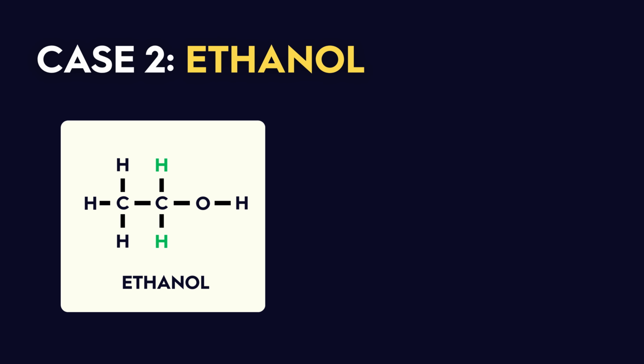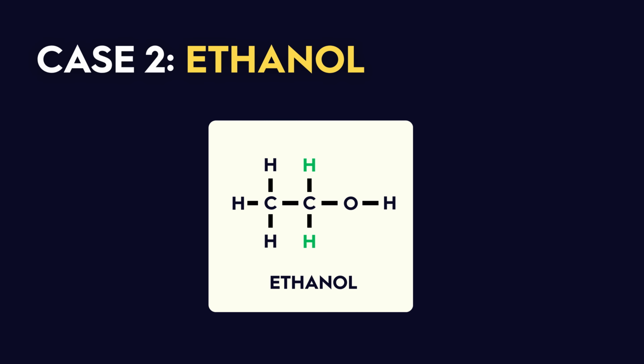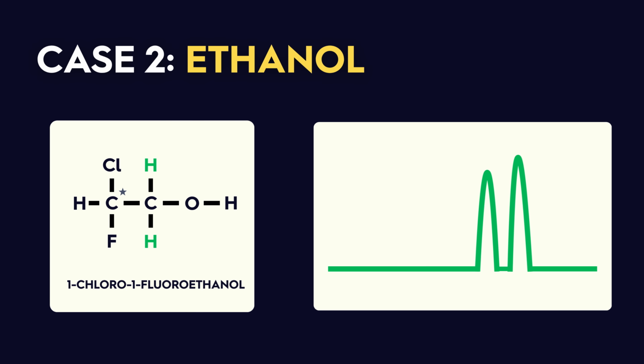In ethanol, the two CH2 hydrogens are enantiotopic. In achiral conditions, they give a single signal, integrating to 2. However, place a stereocenter nearby, and those same hydrogens no longer overlap. They split into 2 distinct shifts, often as AB or ABX patterns.